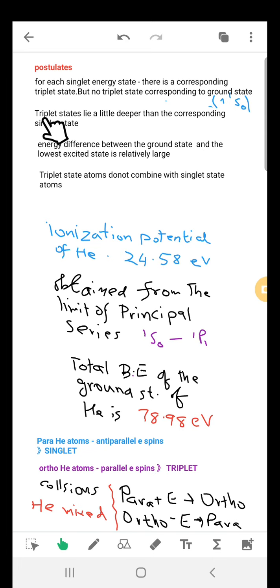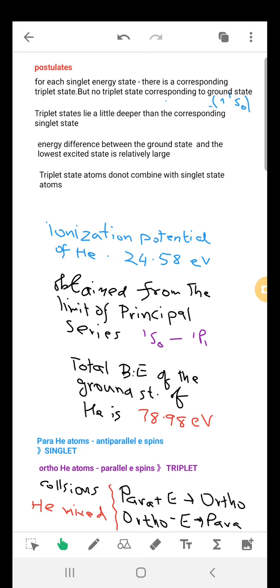The second postulate is that triplet states lie a little deeper than the corresponding singlet state. The energy difference between the ground state and the lowest excited state is relatively large, and the triplet states do not combine with singlet states. Now, these are the different postulates.